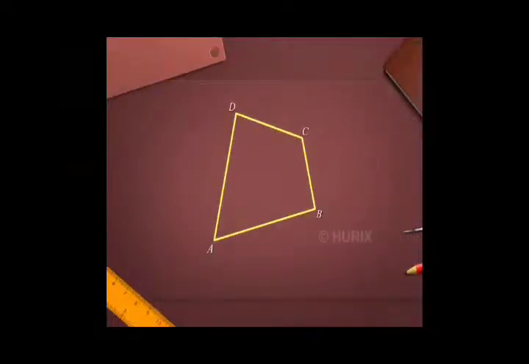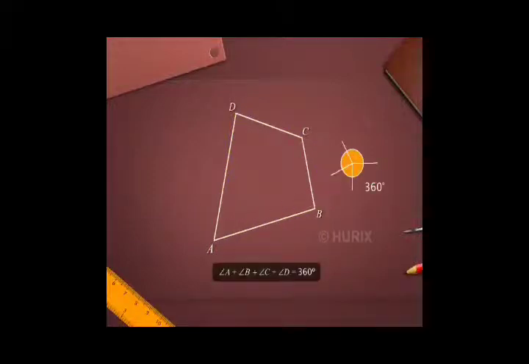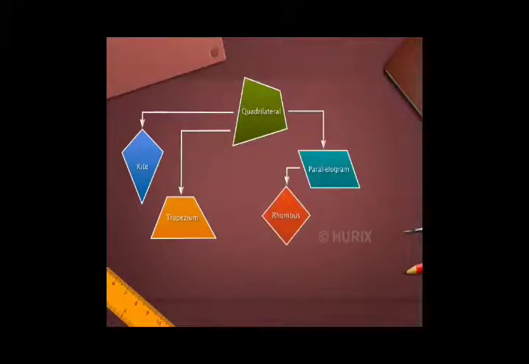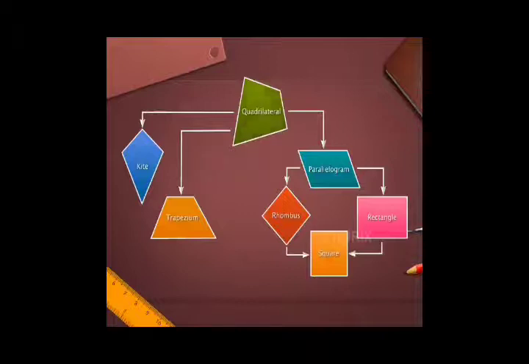A quadrilateral is a four-sided polygon and the sum of its four angles is 360 degrees. A few different types of quadrilaterals include shapes such as kite, trapezium, parallelogram, rhombus, rectangle, and square. Quadrilaterals are classified on the basis of certain properties, which differentiates them from each other. You are familiar with the properties of each of these quadrilaterals.